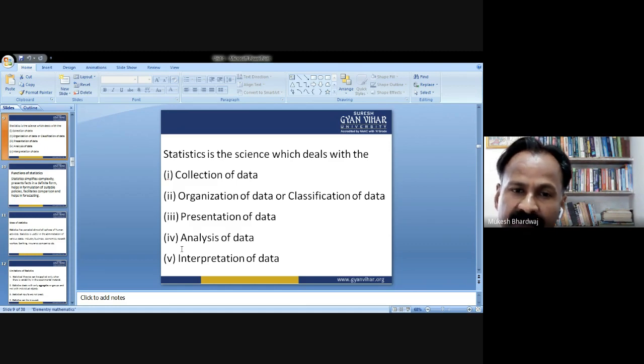Now after collecting the data, you need to organize that data, so you need to classify that data. So the classification is further divided or subdivided into many other categories. After that, the presentation of data. There are various methods to present that data, either in diagram form or in graphical form. Clear? And finally, we go for the analysis of data and interpretation of data.